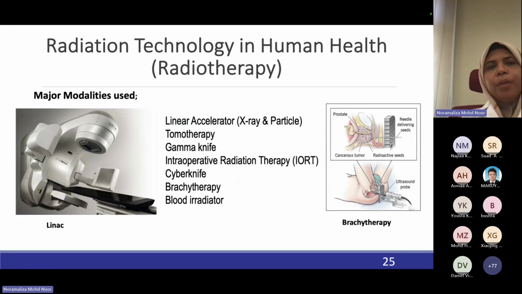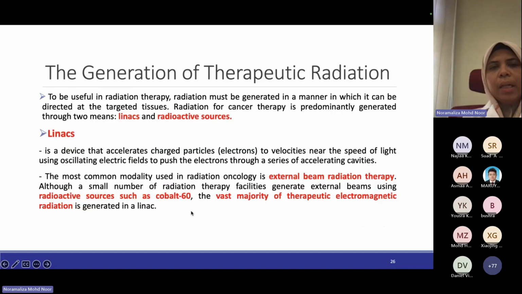Okay, now I move to radiotherapy, but I will only give a brief overview because I think the next speaker will discuss in depth the radiation technology in human health, which is radiotherapy. These are the major modalities used in radiotherapy: the linear accelerator, tomotherapy, gamma knife, IORT, CyberKnife, brachytherapy, and also blood irradiator.